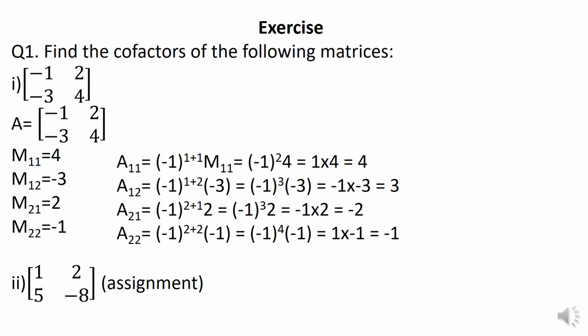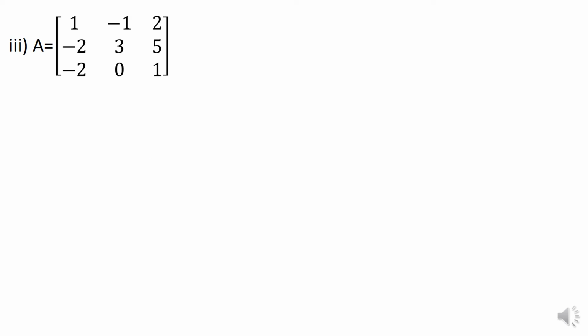The second sum, as you can see, is an assignment for practice for you. Next, let us find the cofactors of a 3 by 3 matrix. Now concentrate properly for some time over here. Suppose A is the given matrix. First we ignore the first row and second column. And then we find M11 by writing the remaining elements as a determinant.